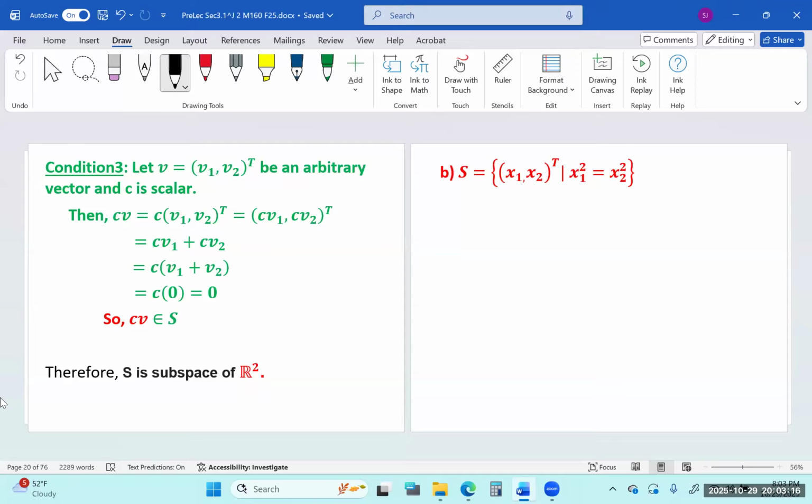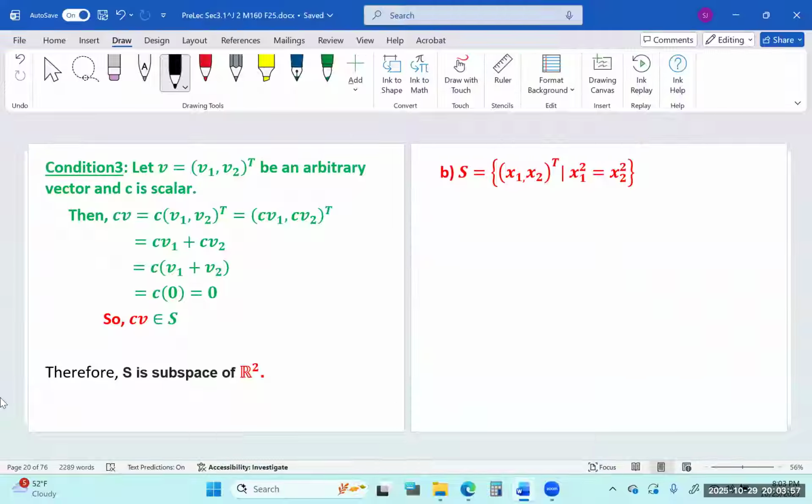The next set consists of all the numbers x, y such that their squares are the same. The numbers could be different, but their squares are the same. Is this a subspace of R2? Condition 1 passes, 0 squared is equal to 0 squared. Condition 2, it must be closed under vector addition. That means you have to take two vectors from this set, add them, and see if their squares are the same.